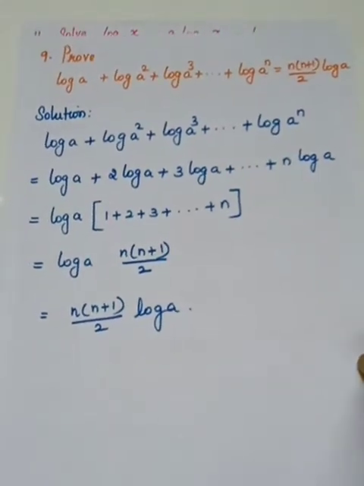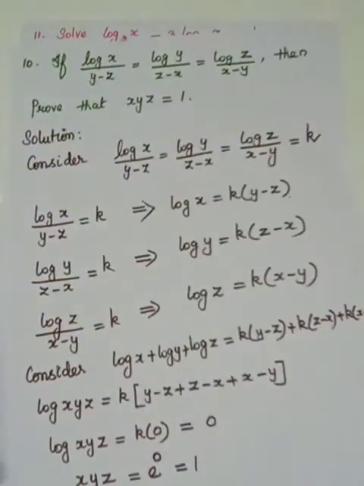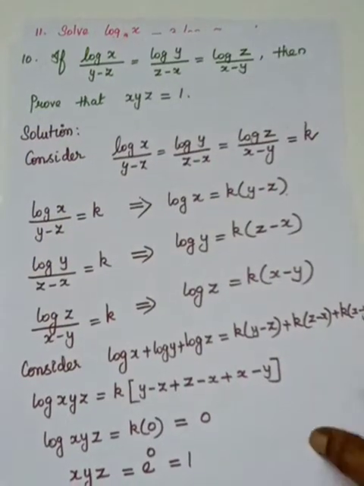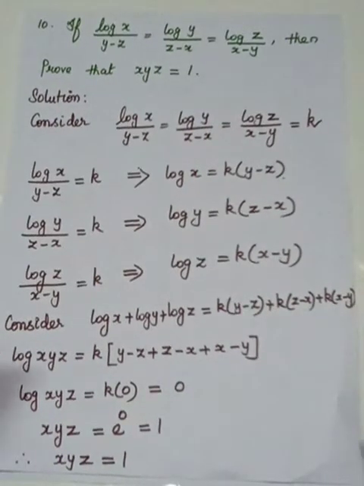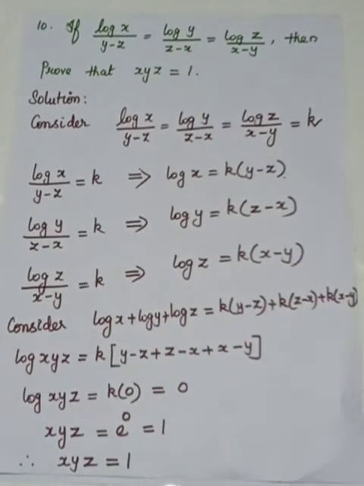We'll come to problem number 10. You see, problem number 10 is: if log x divided by y minus z is equal to log y divided by z minus x is equal to log z divided by x minus y, the three ratios are equal, then you have to prove xyz is equal to 1. So, the three ratios we have to take as k. It's a constant. They are equal.